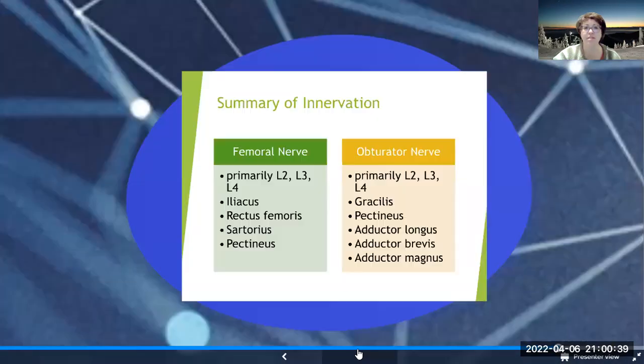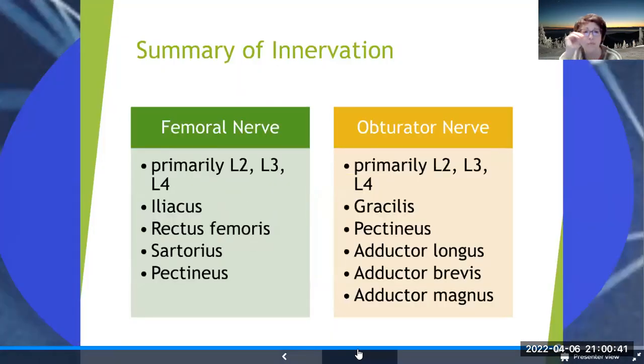So here's a quick summary of innervation. The femoral nerve, the spinal nerve roots are primarily L2, L3, and L4. It innervates the iliacus, hip flexor, rectus femoris, hip flexor and knee extensor, sartorius, hip flexor, and a few motions at the knee that we'll talk about later, and the pectineus, adductor and hip flexor. So I would almost classify the pectineus as a hip flexor, even though it does have a little bit of an adductor line of pull, because of its innervation. It makes me go hip flexor on it.